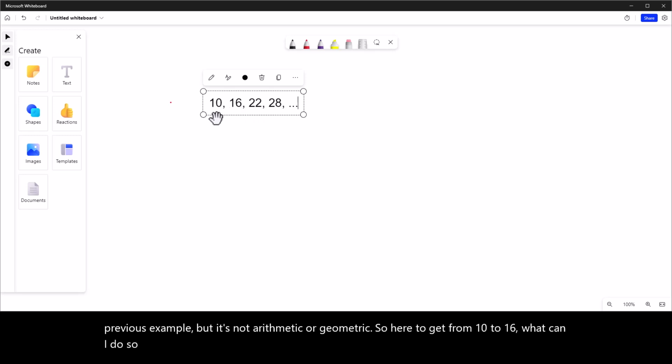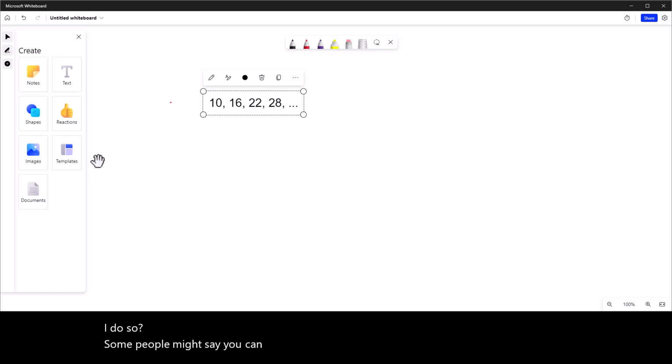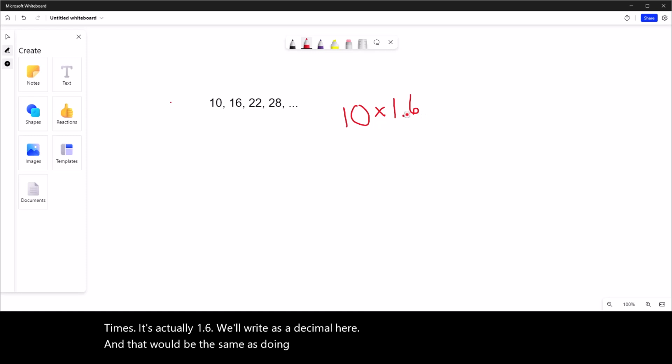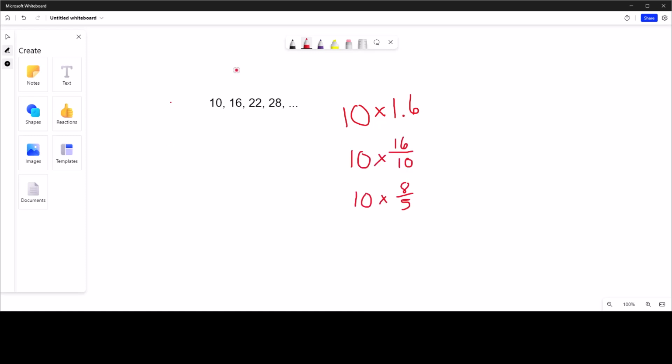So some people might say, well, you can multiply, and I can. You can multiply 10 times a fraction to get to 16. So let's do that. So 10 times, well, it's actually 1.6. We'll write it as a decimal here. That would be the same as doing either 10 times 16 over 10 or 10 times 8 over 5. In each of these cases, we would get 16, same answer. So all these equal 16.